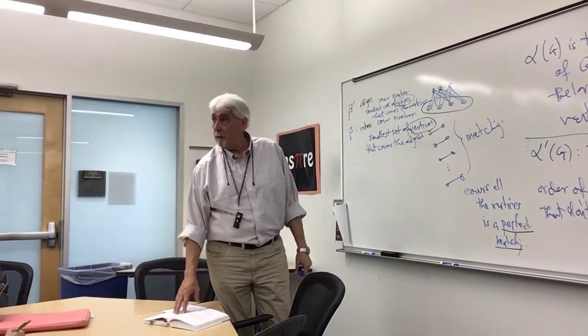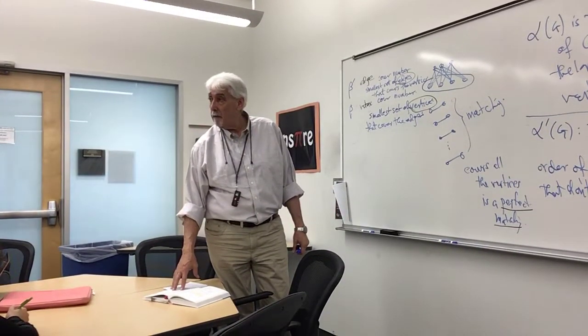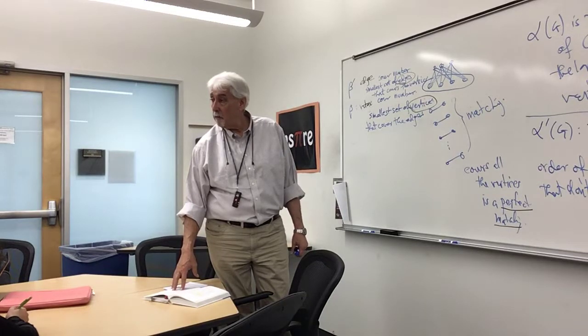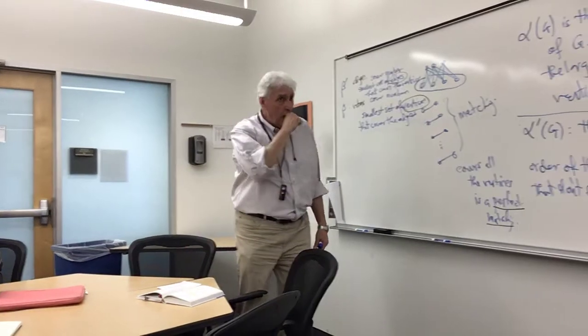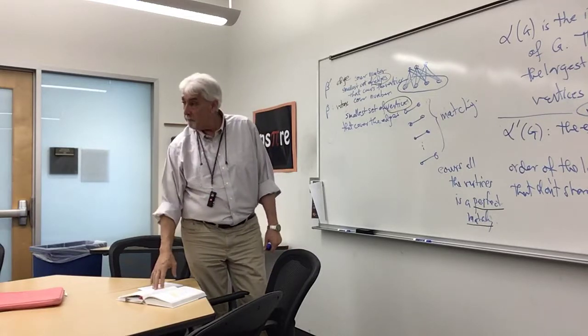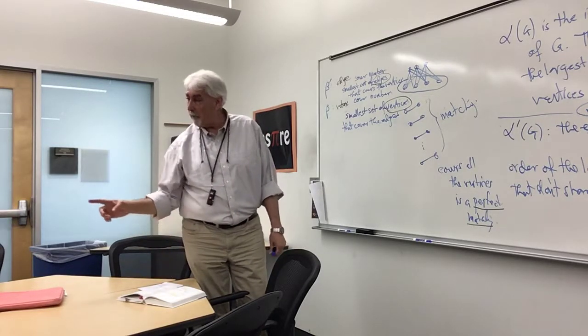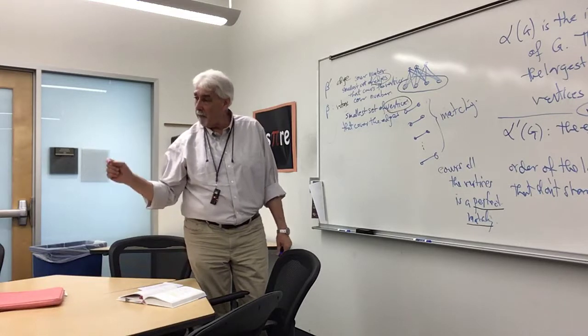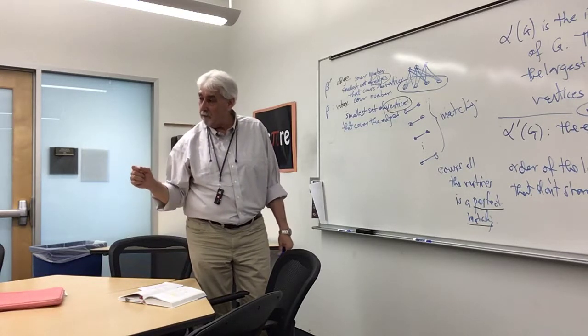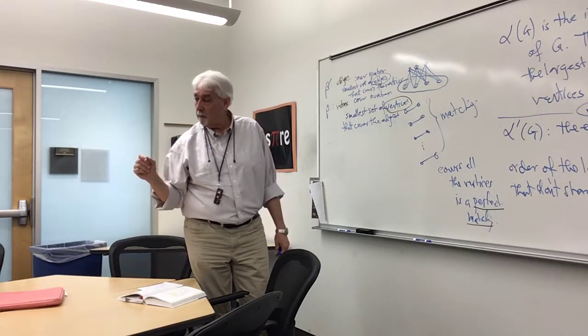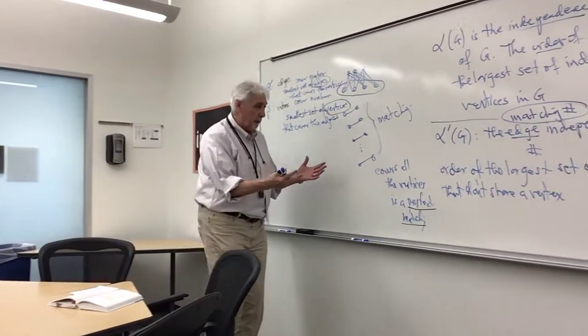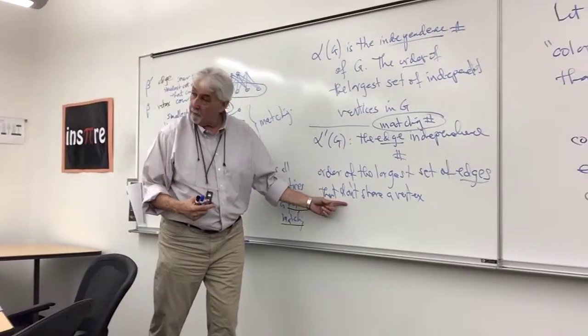What about Kn? Just Kn. What's the vertex independence number? But Kn, what is Kn? It's the complete graph. How many independent vertices are there in Kn? One. Okay. What about independent edges? What does it mean for two edges to be independent? They don't share a vertex.